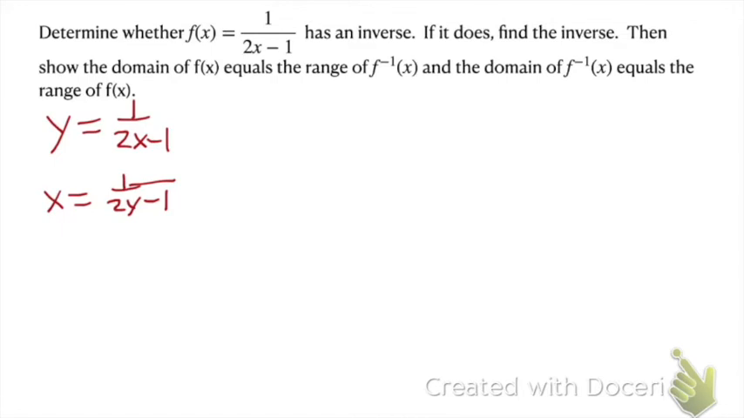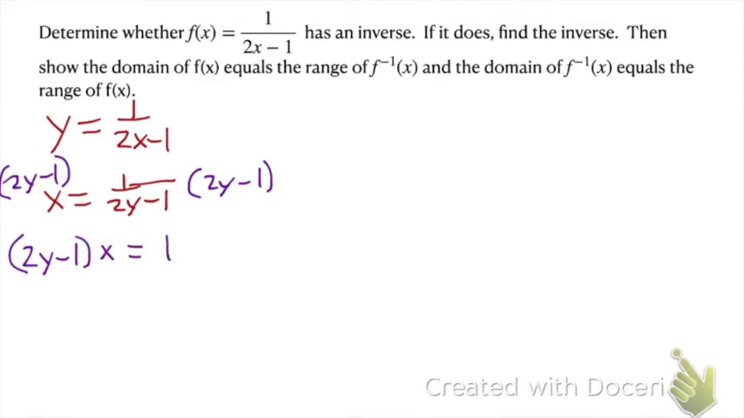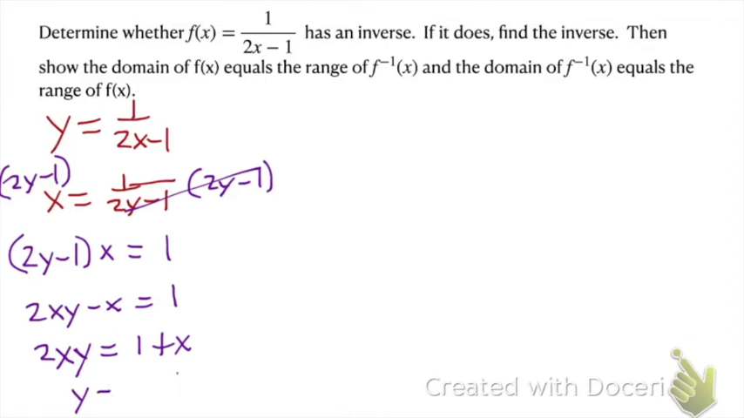So I'm going to multiply both sides by 2y minus 1. We need to get the y into a numerator. So we have 2y minus 1 times x equals 1, because this cancels. Distribute, you get 2xy minus x equals 1. Get the y by itself, so 2xy equals 1 plus x, adding x to both sides. Then divide out the x, you get y equals 1 plus x over 2x.